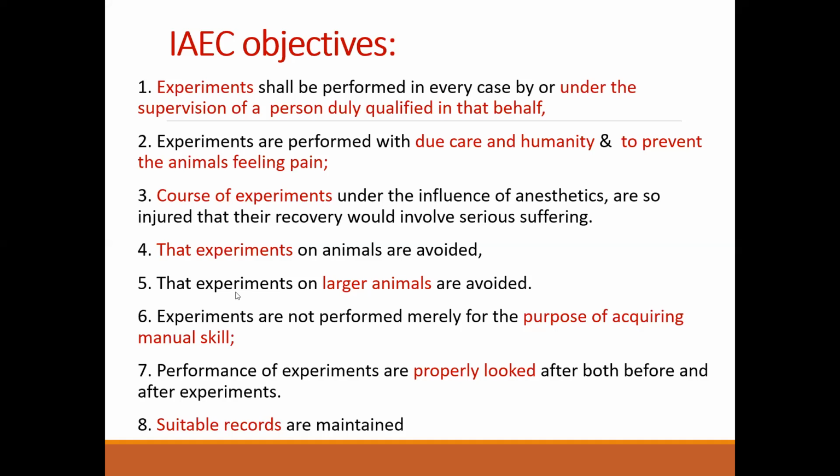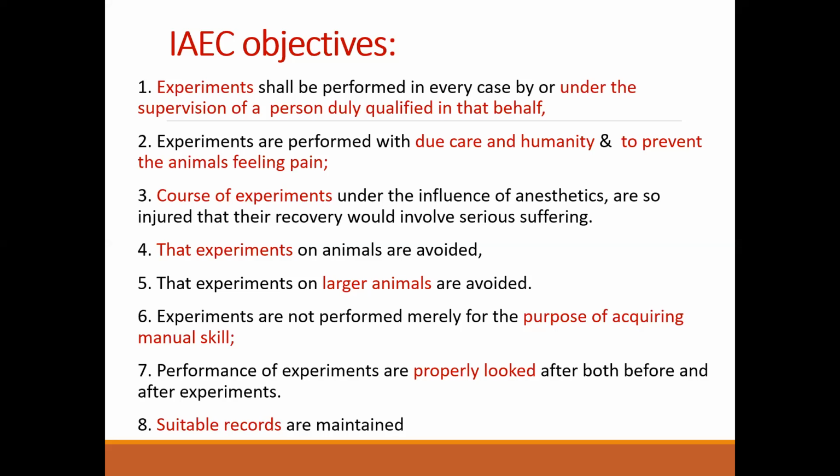Then experimentation on animals should be avoided. Generally, animals should be avoided, but if you want to use them, you should follow the guidelines of CPCSEA. So that should be required. Then experimentation on larger animals should be avoided again. These animal studies are the last step of any research, right? If you do not use animals, the research is not completed, as it is a preclinical study. So that should be required.